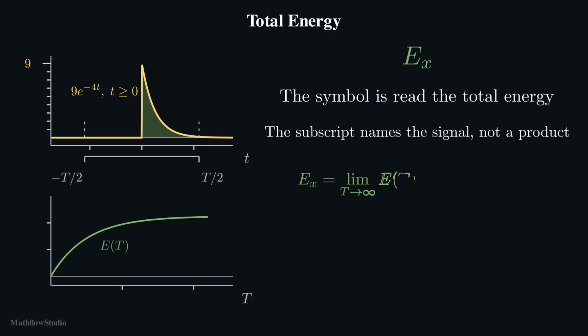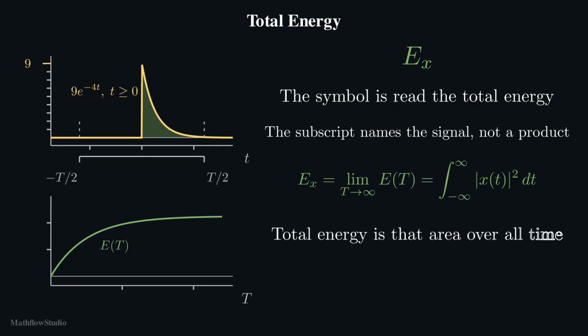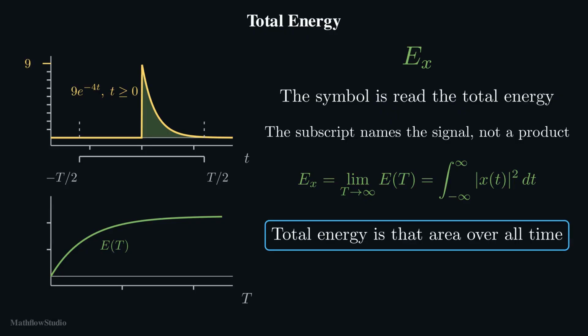Total energy is the limit of the window energy as the window widens without bound, which is the integral over all time. Total energy is the whole area under the instantaneous power. For this pulse, the counter climbs and then stops, and the value it stops at is 9/4.